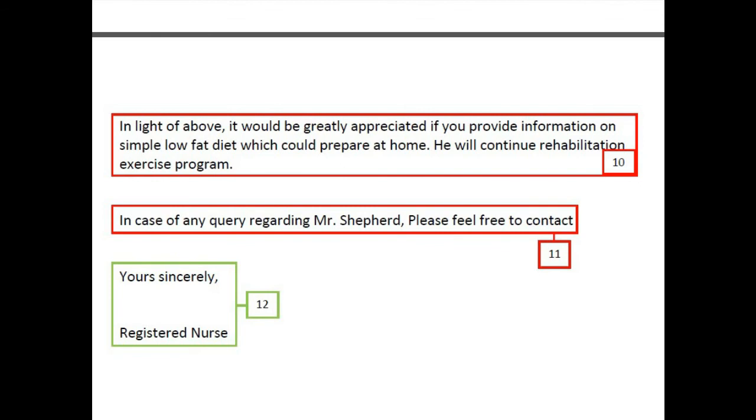Moving to the last paragraph, in light of above, it would be greatly appreciated if you provide information on simple low-fat diet which could prepare at home. He will continue rehabilitation exercise program. Again, this paragraph has missed out some relevant information. In this case note, it says that the dietary guidelines should be sent to this patient's address, which is not seen in this letter. So overall, this letter is not at all impressive. Coming to the wind-up sentence, you can reframe the sentence in much better way, such as, please contact me with any queries regarding Mr. Shepherd. Sign off written is correct. So that's all about the letter. Thank you.